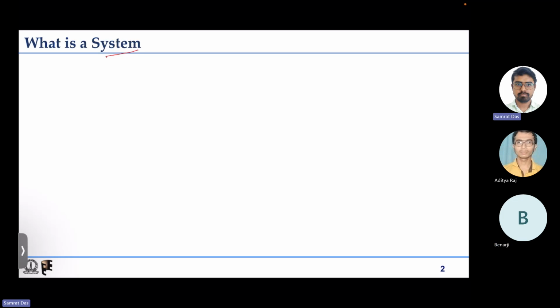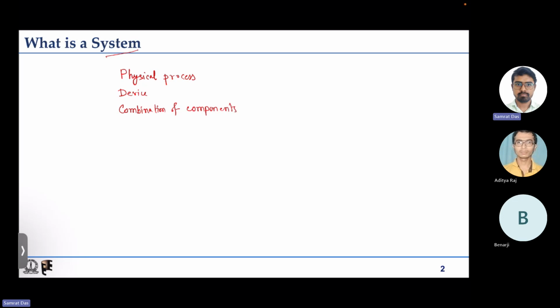Okay. So what is a system? A system is mostly a physical thing, because we typically want to describe things which are present in this physical world. It can be a physical process, or it can be some device, or it could be a combination of different components.